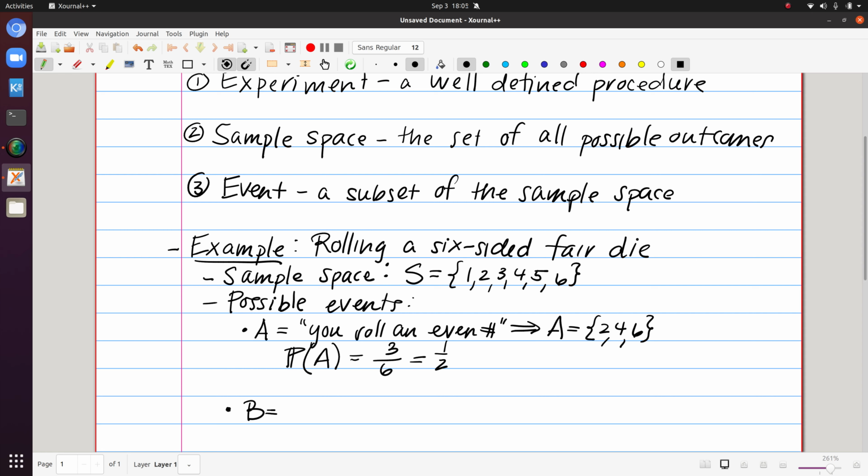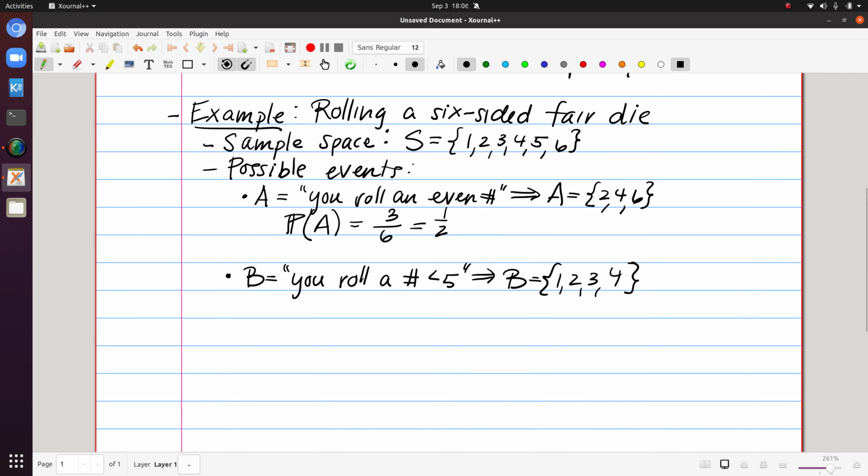Another possible event here, let's call it B, is the event that you roll a number strictly less than 5. Again, if I wanted to identify the appropriate subset, this would include the numbers 1, 2, 3, and 4. And finally, if I wanted to find the probability of this event, probability of B, again, I notice that there are 4 of the 6 equally likely outcomes in this subset, and consequently, the probability of B occurring is 2/3.